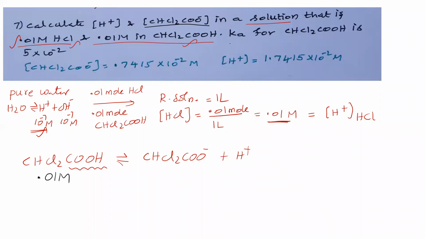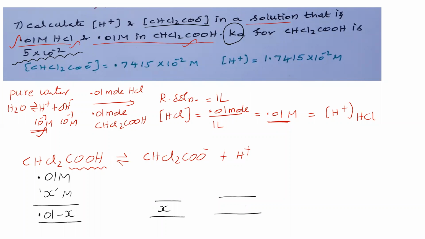You see here Ka value is given. Ka for dichloroacetic acid is 5 into 10 power minus 2. That means it is a weak acid. Therefore it is dissociating. Suppose X molar is dissociating. Remaining is 0.01 minus X molar. Dichloroacetate ion produced is X molar. H plus present at equilibrium in the resultant solution means HCl contribution, dichloroacetic acid contribution and water contribution. Water contribution is negligible, so we need not consider it.